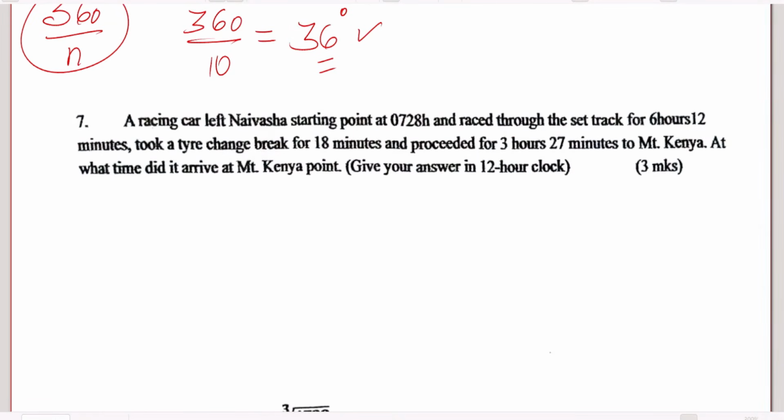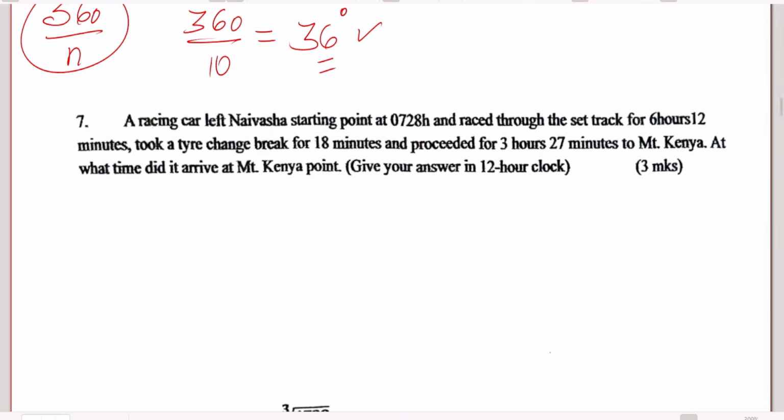A racing car left Naivasha starting point at 07:28 hours and raced through the set track for 6 hours 12 minutes, took a tire change break for 18 minutes, and proceeded for 3 hours 27 minutes to Mount Kenya. At what time did it arrive at Mount Kenya point? Give your answer in 12-hour system, that is clock system. So this is a question testing on whether you are capable of adding time and calculating questions involving time.